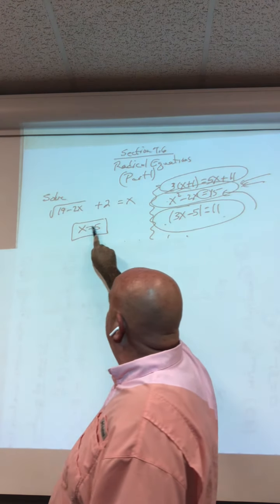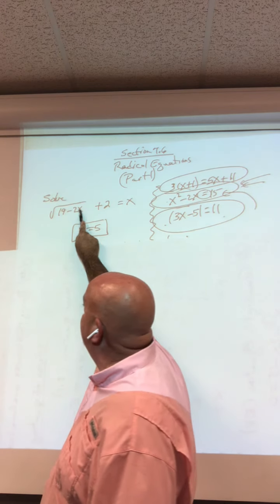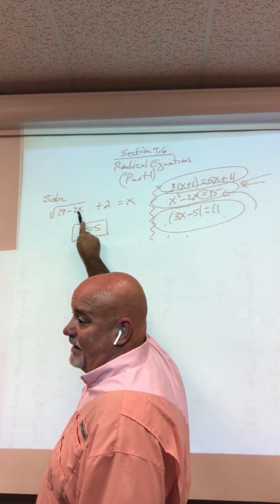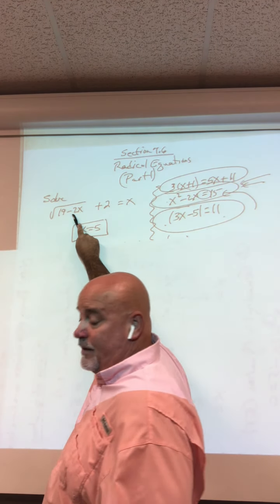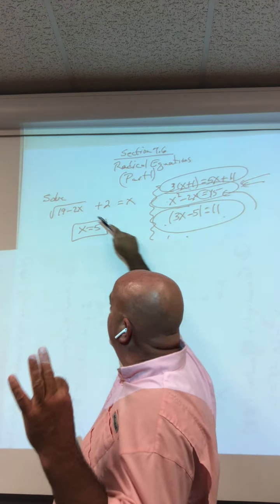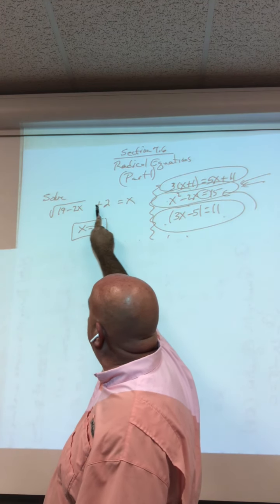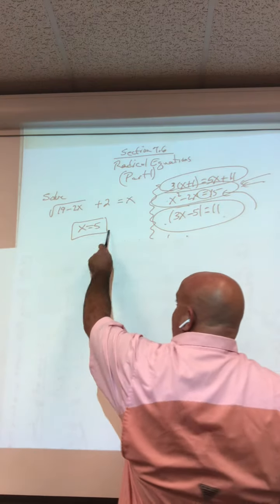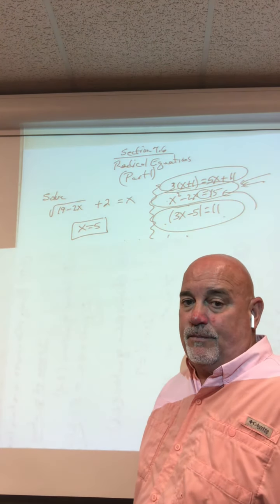If you let x be 5, what's 2 times 5? 10. 19 minus 10 is 9. What's the square root of 9? It's 3. So 3 plus 2. Now, this is an x also. It's 5. So is 3 plus 2 equal to 5? Yes. So the answer to this is 5. And by the way, there is no other answer to that problem.